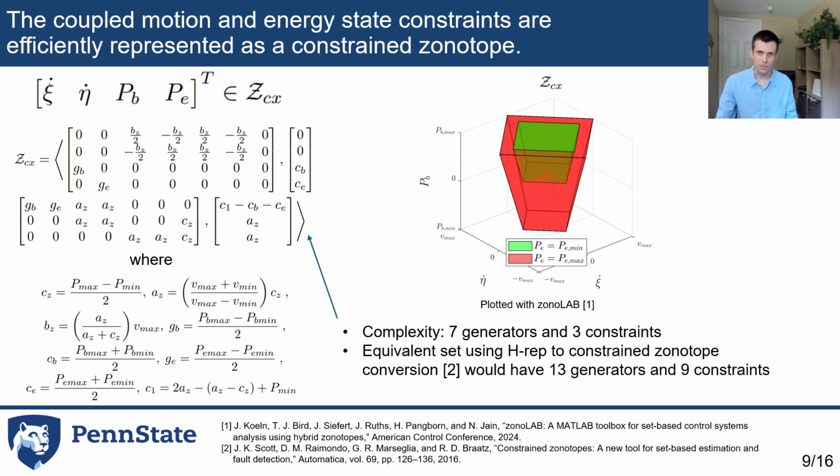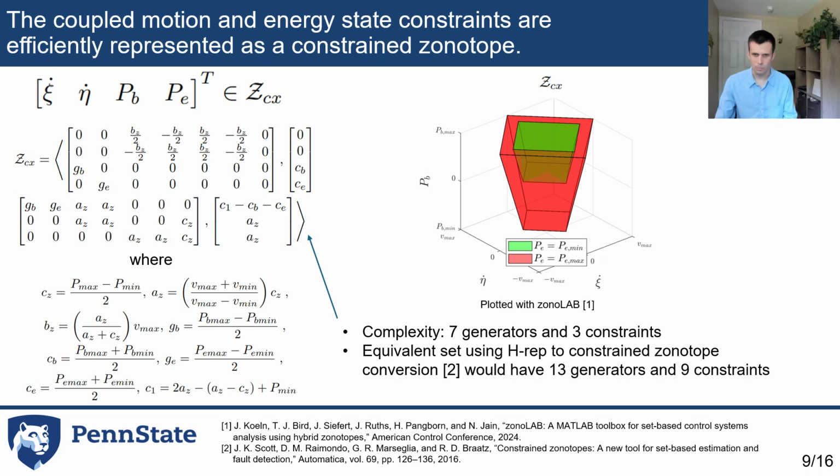So we found an efficient identity for this constrained zonotope state constraint set, which is shown on the left side of the slide here. This set has 7 generators and 3 constraints. In contrast, if we were to build this set from a half-space representation or H-rep polytope description, which would be a more typical way to go about building this sort of constraint set, the resulting constrained zonotope would have 13 generators and 9 constraints, so it'd be more complex.